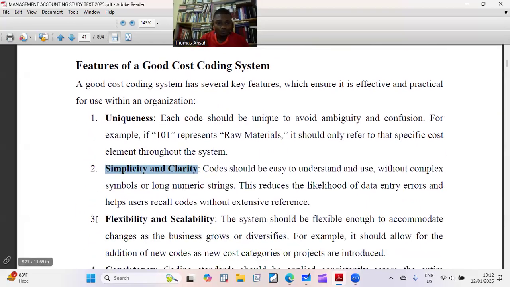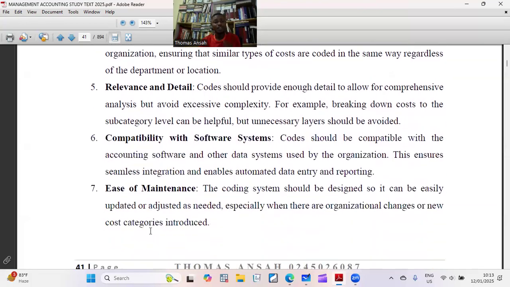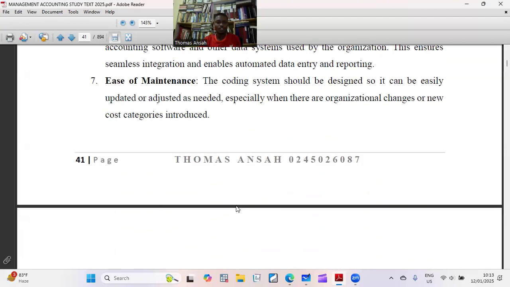A coding system must be simple. It must also be flexible and scalable. You must be able to accommodate growth, and be consistent. So code it well and be consistent with the code. Don't change it too much, even though it should be flexible, because businesses are not constant. It grows, so as the business grows, you also must grow towards that. It must be relevant, easy to maintain, and compatible with your software system.